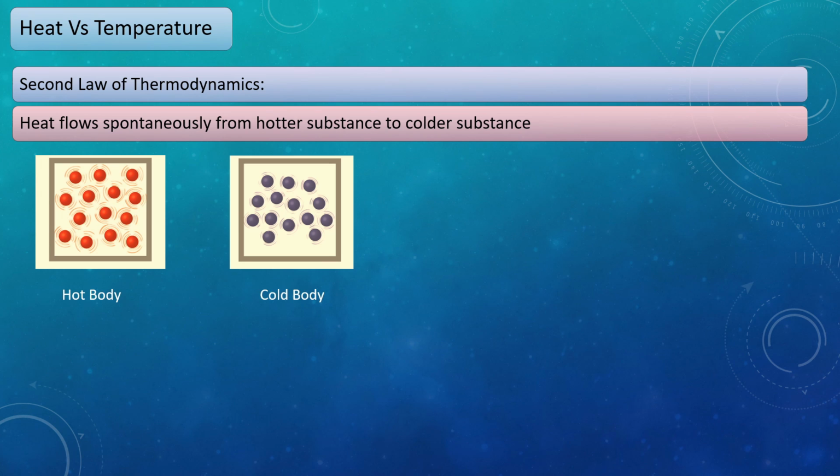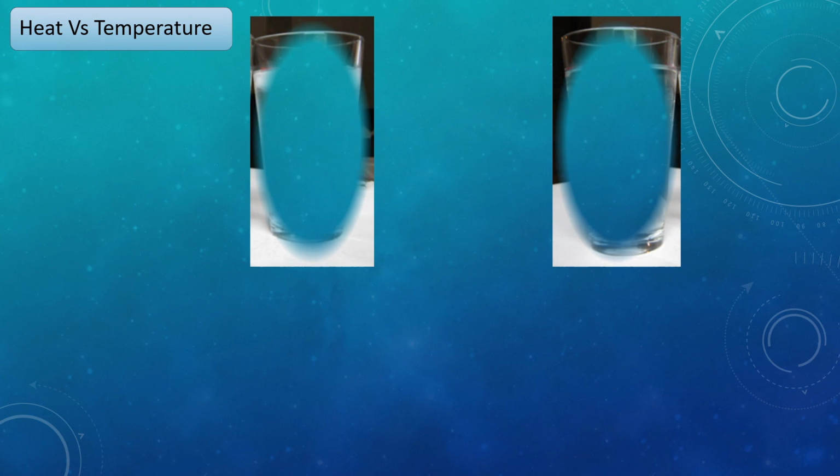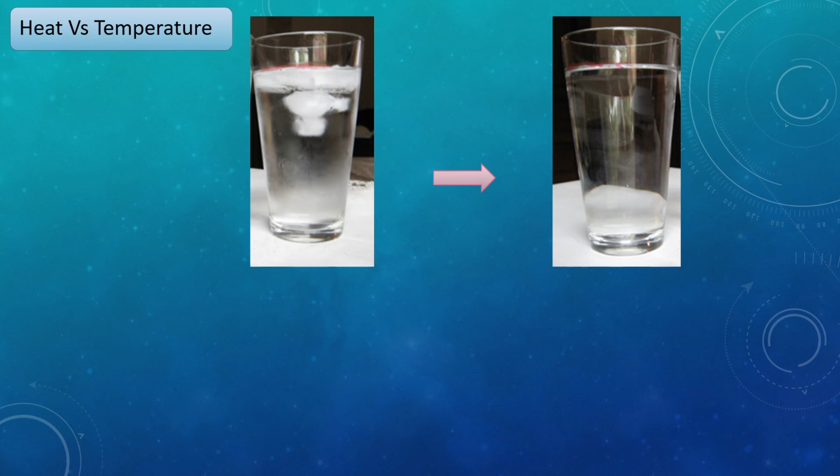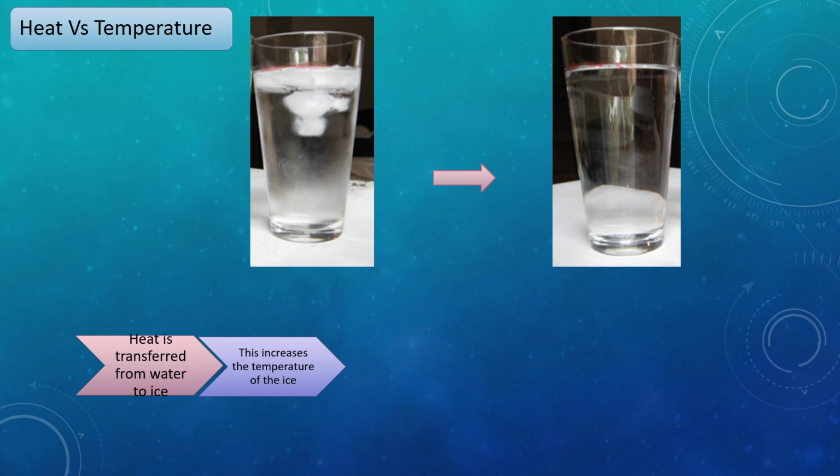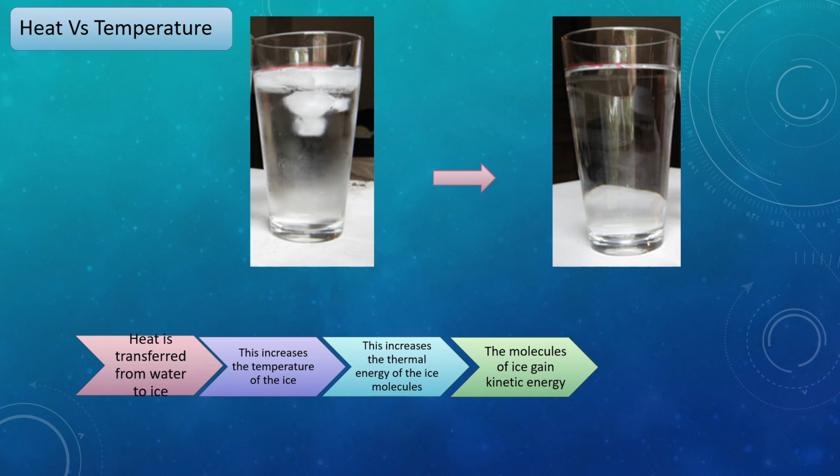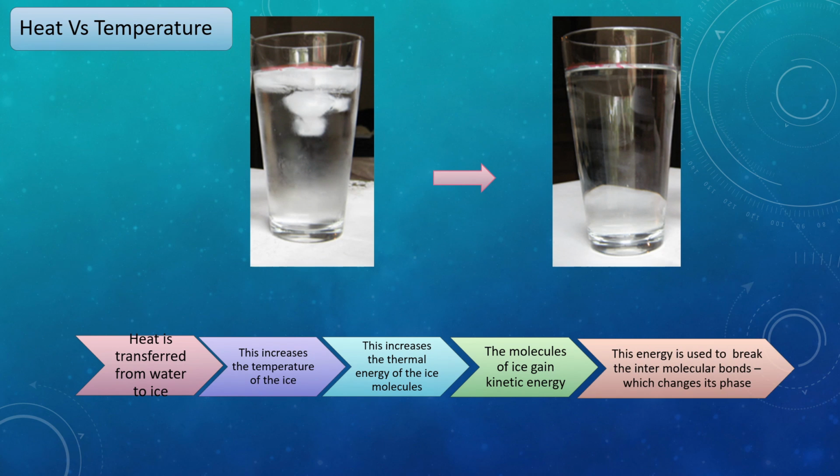So when I drop an ice cube into a bowl of warm water, heat flows from the water to the ice. Now this increases the thermal energy of the ice and therefore increases the kinetic energy of the ice molecules. So there is an increase in the temperature of the ice cube as well. As the thermal energy of the molecules in the ice increases, the molecules will be able to move faster, break the intermolecular bonds and melt the ice.